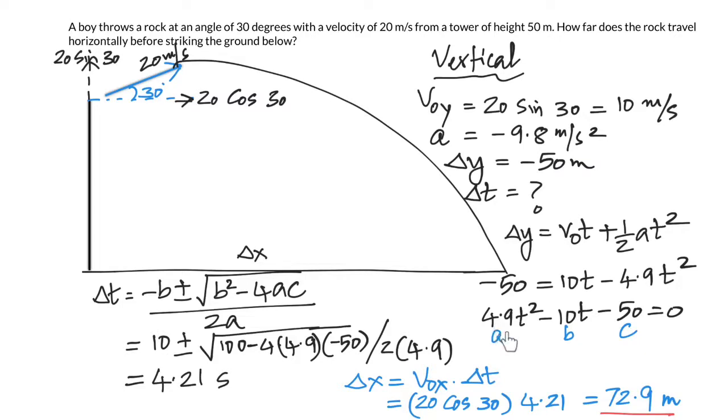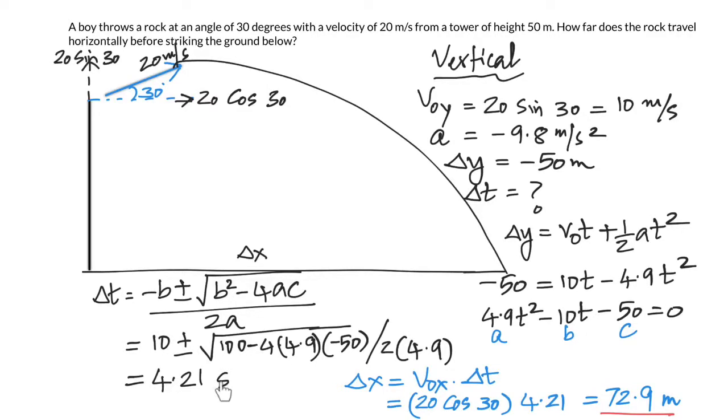And this is A, this is B, and this is C, and use the quadratic formula to find the time. This is the quadratic formula: minus B plus or minus square root of B squared minus 4AC, divided by 2A. Do you have to know this? Yes, absolutely. And so when you plug in the numbers carefully, you get this. It's B squared minus 4AC by 2 times A. And solving that gives you the time as 4.21 seconds.